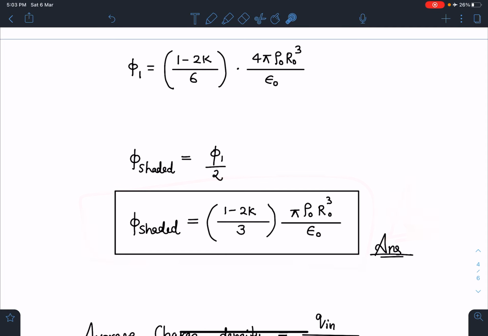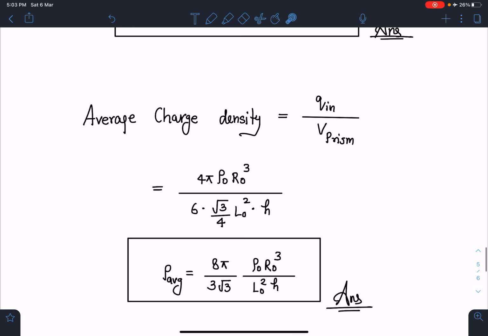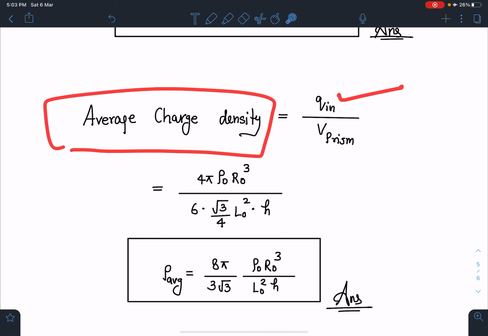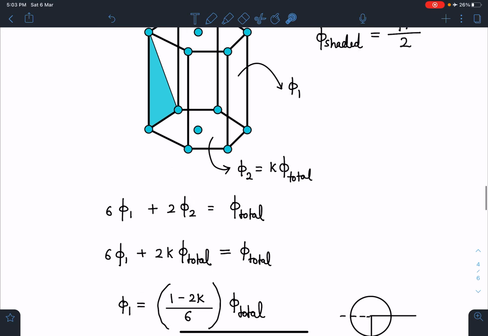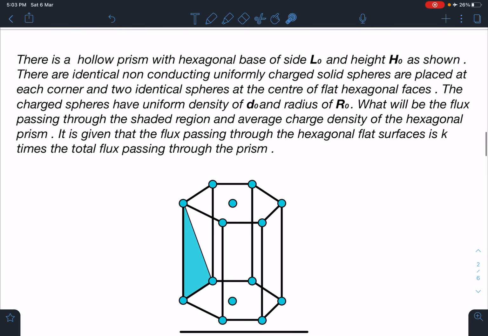I hope guys you have enjoyed this problem and the solution involved in this. Average charge density I can write as total charge divided by volume of this prism. So total charge is 4 pi rho naught R cube, and volume of this prism is base area into h. So base area is 6 times area of the equilateral triangle, times h. When I simplify, I get this as the answer. So this is the final answer for this problem, guys. I hope you have understood this solution.